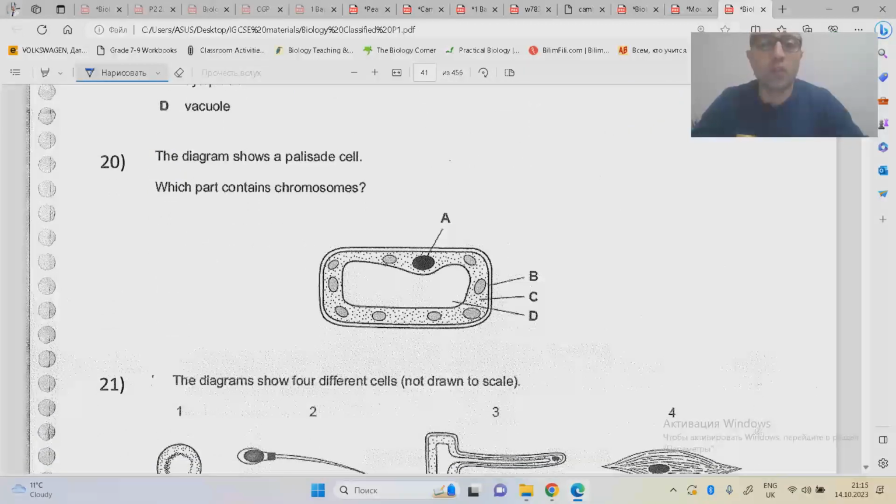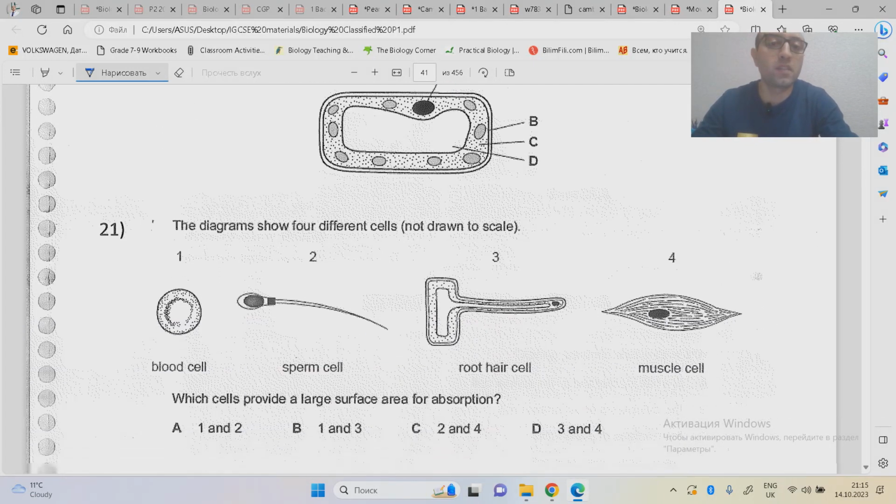Which part contains chromosomes? Chromosomes are the genetic material, and we are learning that they are located in the nucleus. So chromosomes are in the nucleus, and chromosome numbers are specific to the species.